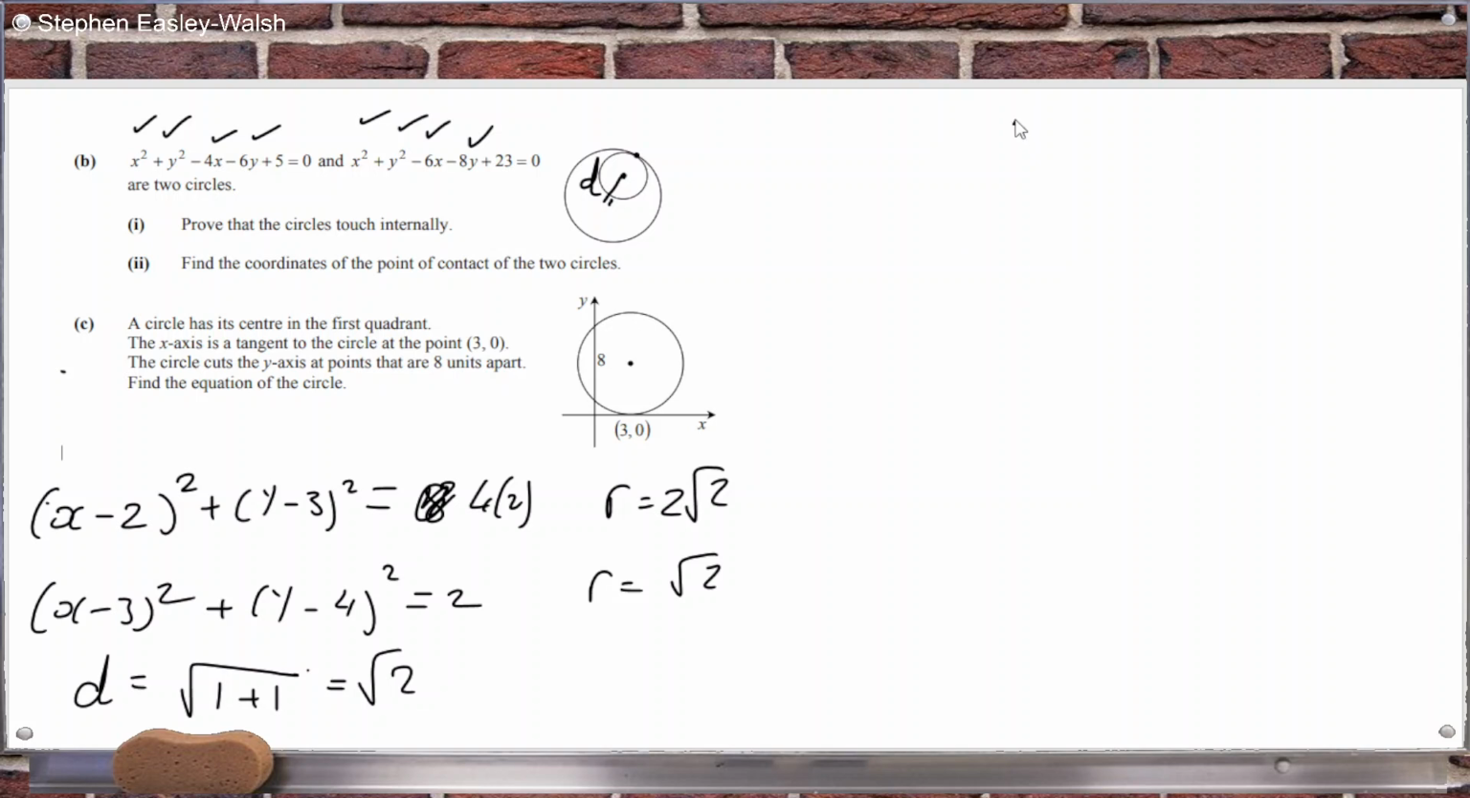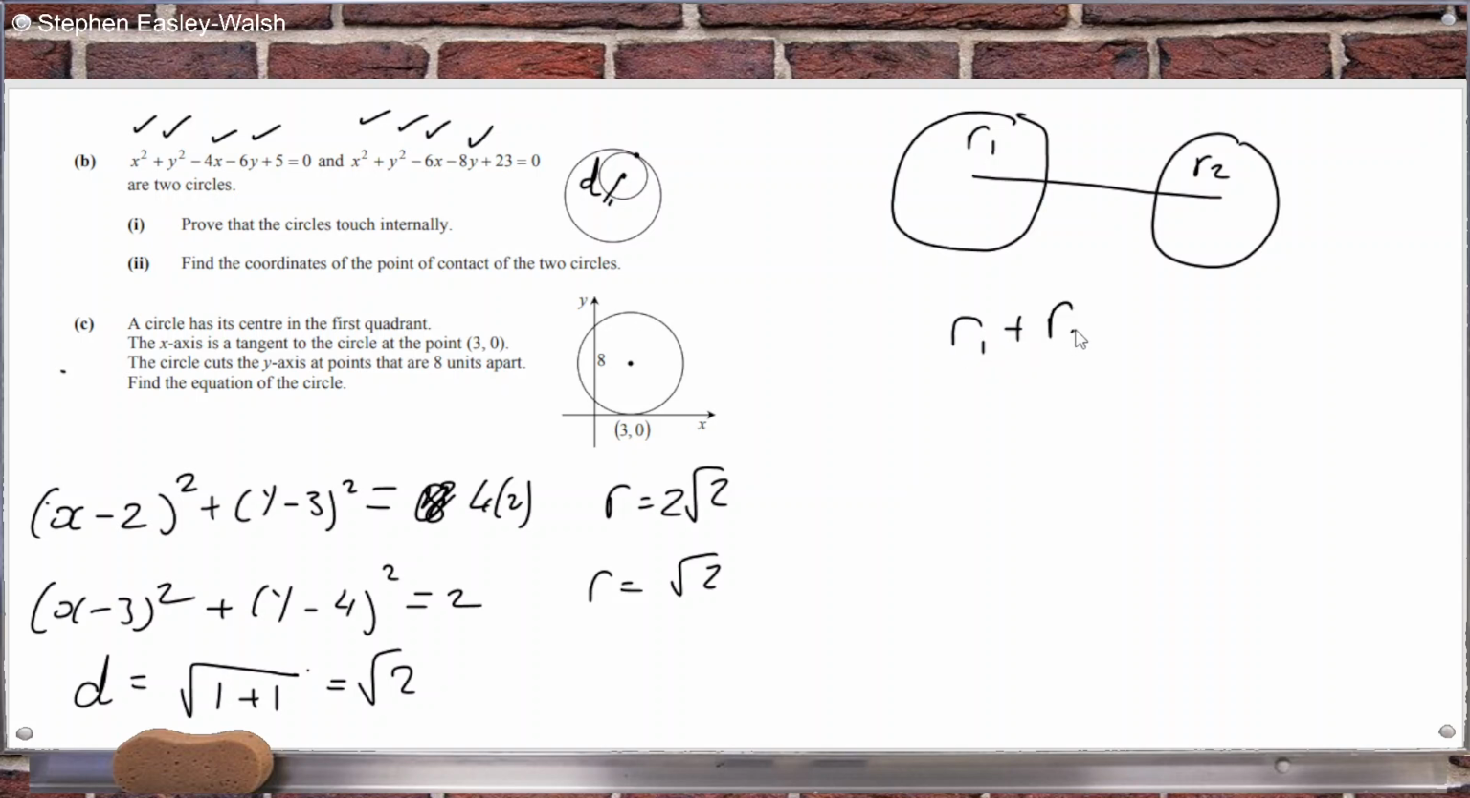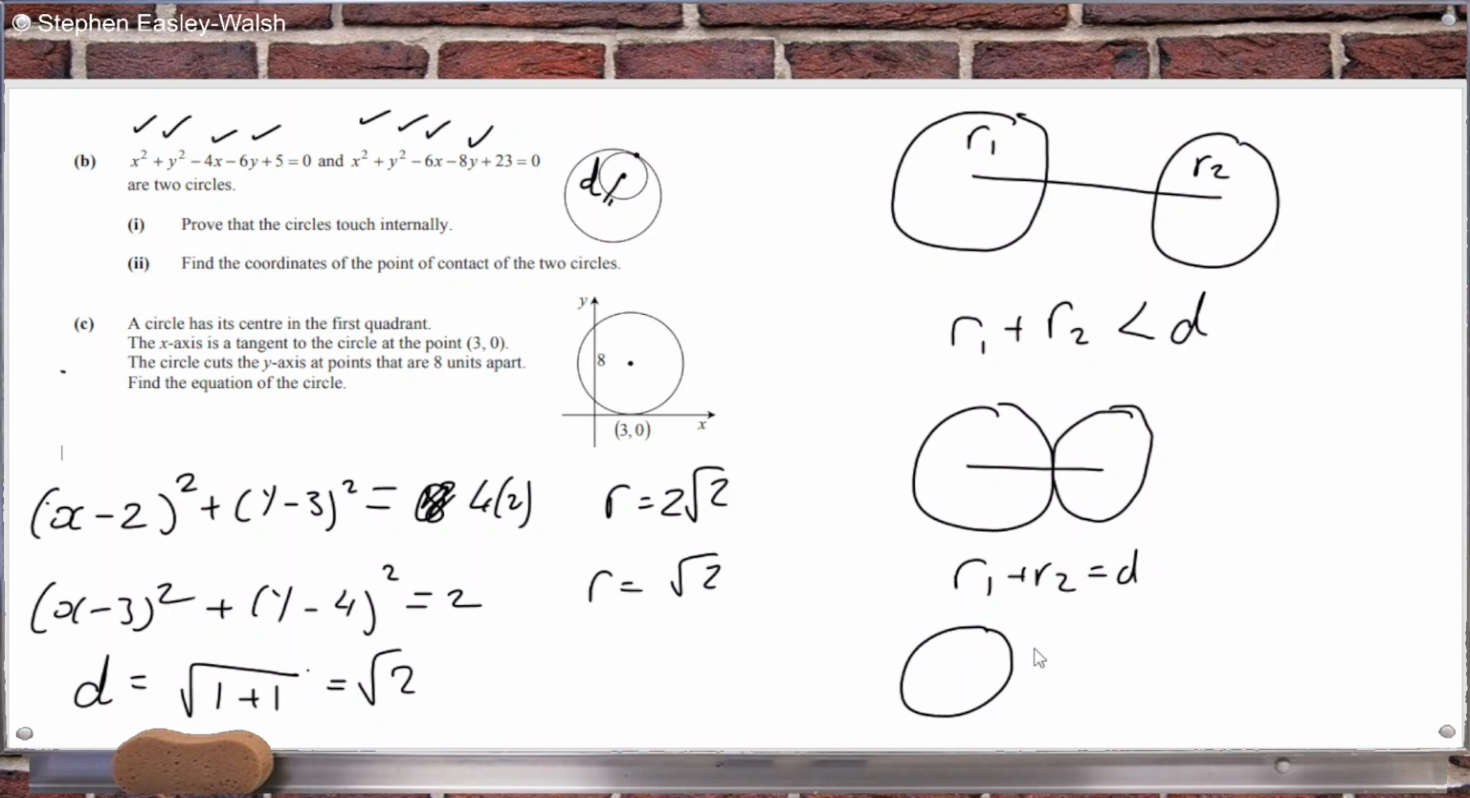So if they were touching externally, let's just say this one is R1 and this one is R2, then what should happen is R1 plus R2 should be less than the distance if they weren't touching at all. If they were touching externally, then R1 plus R2 should equal the distance. And then if they're touching internally, R1 plus R2 should be more than the distance.